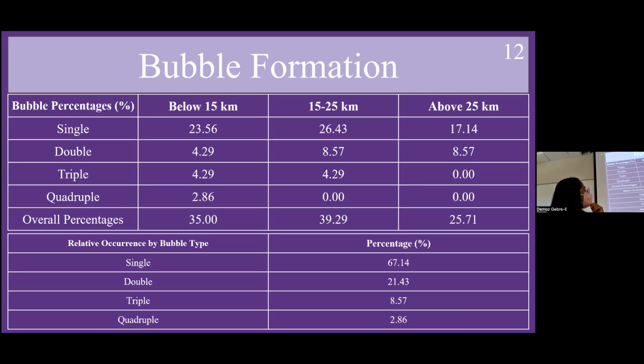So here are our results. The 15 to 25 kilometers is the RP max, and we do see a higher percentage of the bubbles in that range compared to below and above that. So our hypothesis has been confirmed. And then we can see how many bubbles we're getting by specific type. We mainly see single bubbles. And last year, we saw our first triple bubble formations, and it was all on the same flight. I think we saw 2 or 3, but that was pretty cool.